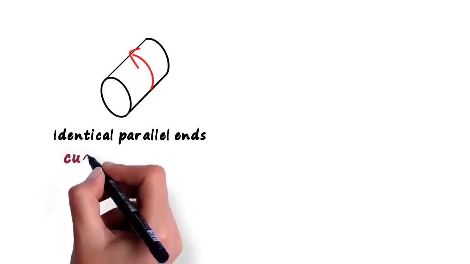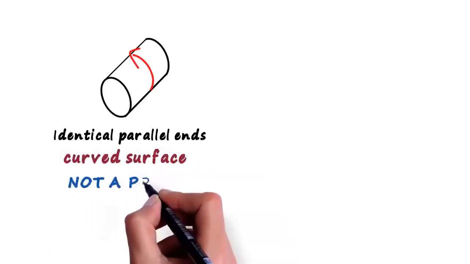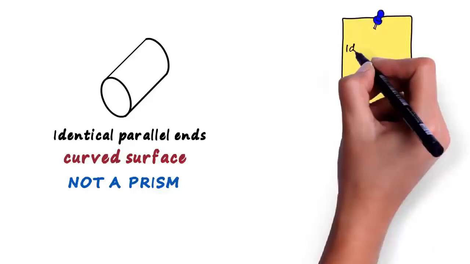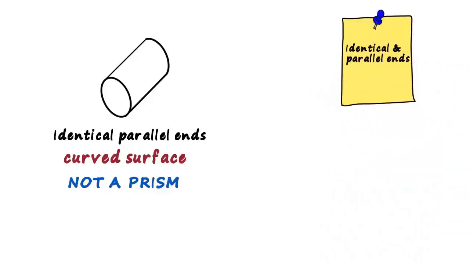Here's the first figure. It's a part of a pipe. Both the ends are circles and are parallel to each other. It means that this figure has identical parallel ends, but has a curved surface. Hence, it's not a prism. I want to emphasize there are only two things that make a three-dimensional shape a prism: identical and parallel ends, and all its faces flat. Here, the ends are flat, but the surface is curved, so it's not a prism.